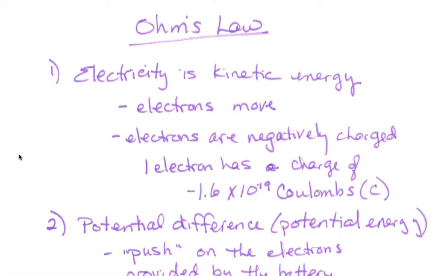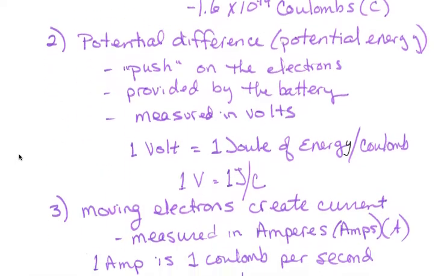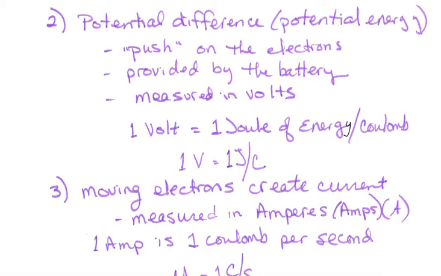So the next thing that we can measure is the potential difference. This is the potential energy that an electron has. This is the push on the electrons. It is based on the fact that electrons don't like each other and they repel each other. And this push, this potential energy, is provided by the battery, a chemical potential energy in this case. And this potential difference, this push on the electron, is measured in volts.